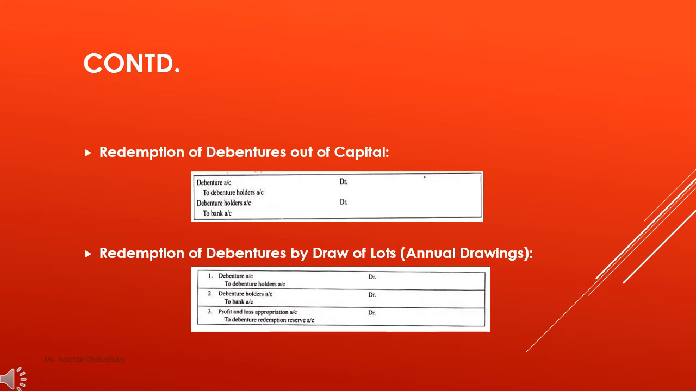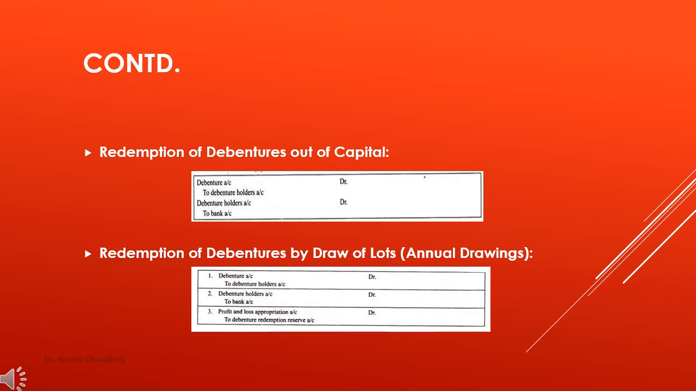The debentures to be redeemed are selected by draw of lots. Accounting entries of redemption of debentures are the same as those we passed in the case of debentures redeemed out of profits. Debentures account debit to debenture holders account, debenture holders account debit to bank account, profit and loss appropriation account debit to DRR account.